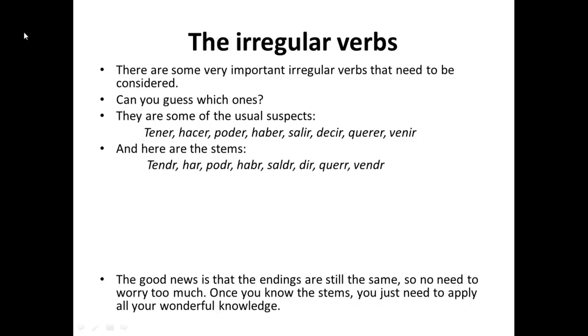There are always some irregular verbs, and these are very important irregular verbs that need to be considered. Can you guess which ones? Well, they are some of the usual suspects: tener, hacer, poder, haber, salir, decir, querer, and venir. And here are the stems.